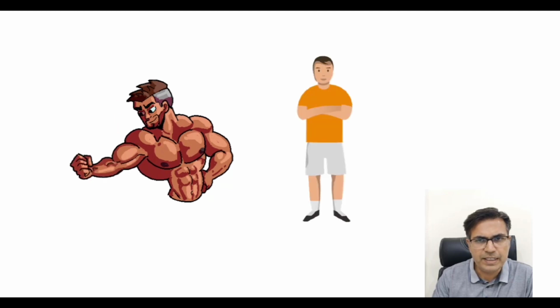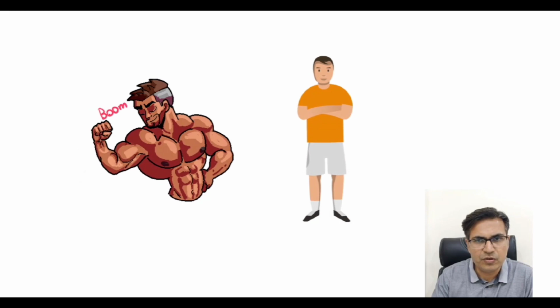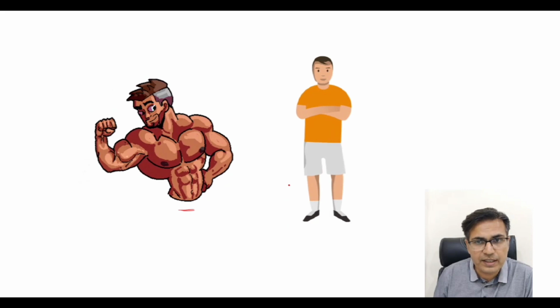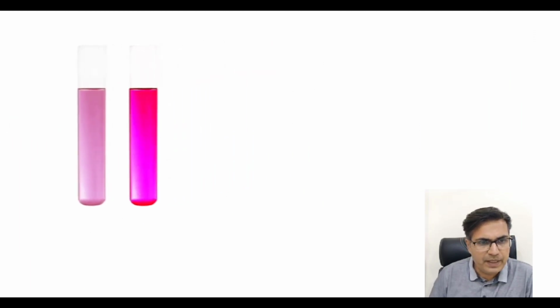Now, can anyone tell me how strong this person is? To tell how strong this person is, we need one reference person. We need one standard to compare. After comparison we can say this person is stronger than that person. We need one standard person, some reference. So what we do is we make one standard solution.